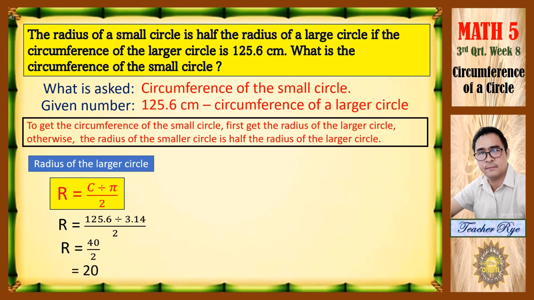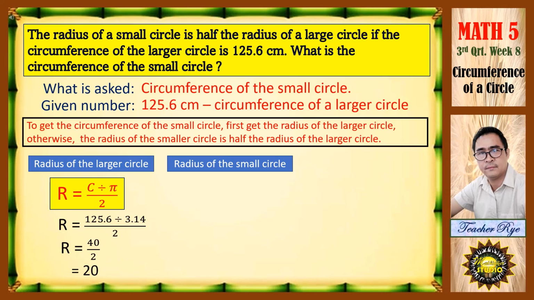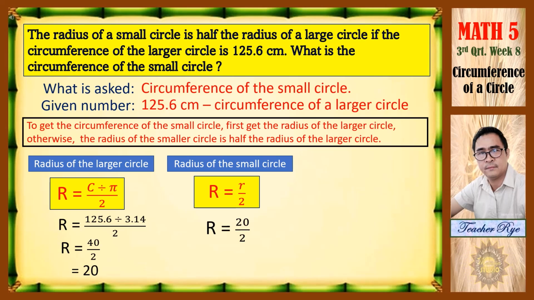Okay? So, ngayon, kukunin natin yung radius of the small circle na kung saan this is half of the radius of the larger circle. So, kalahati ito ng malaking bilog. So, r is equal to R divided by 2. Okay? So, 20 divided by 2 is equal to 10. Ngayon, yung radius ng ating small circle is 10. Saka ngayon natin kukunin kung ano ang circumference ng small circle gamit ang radius na 10.